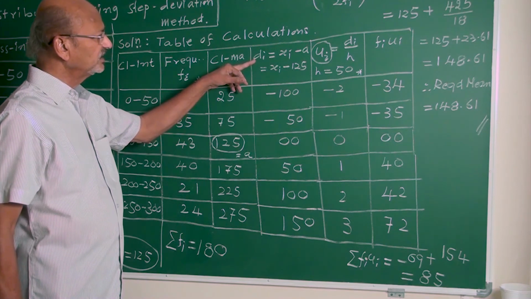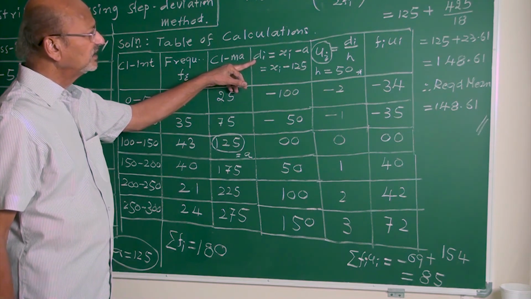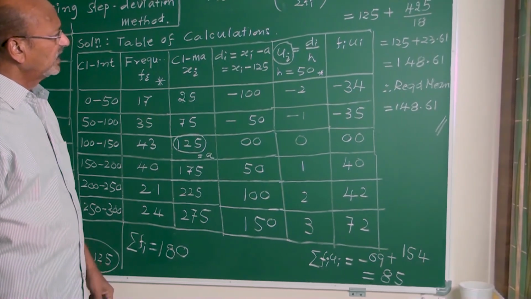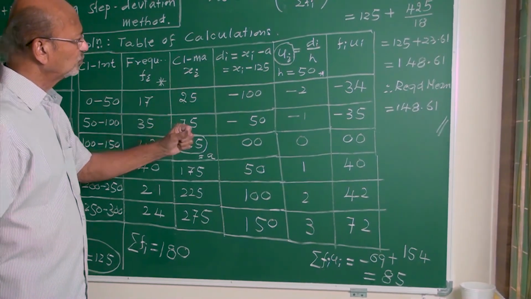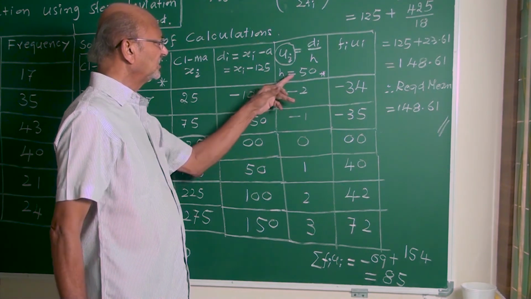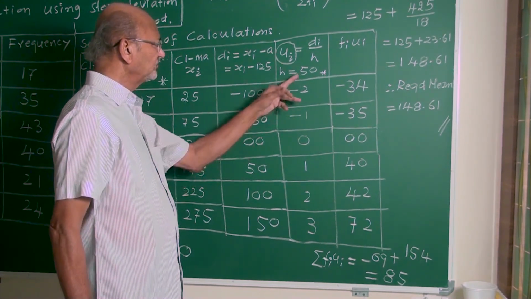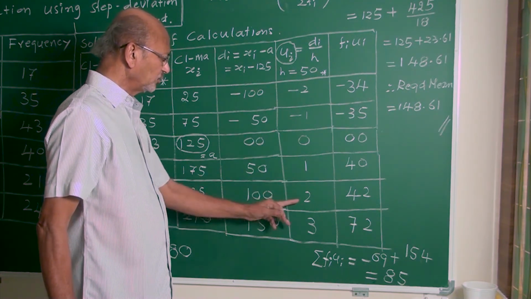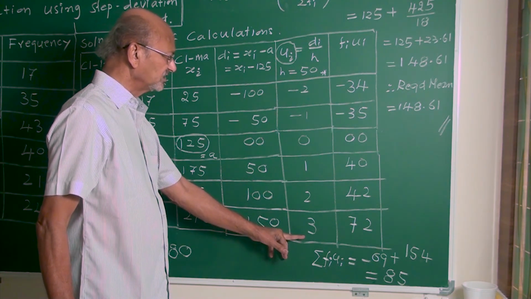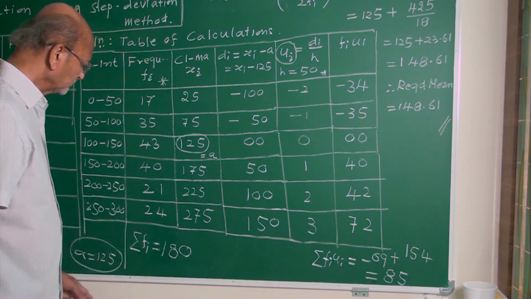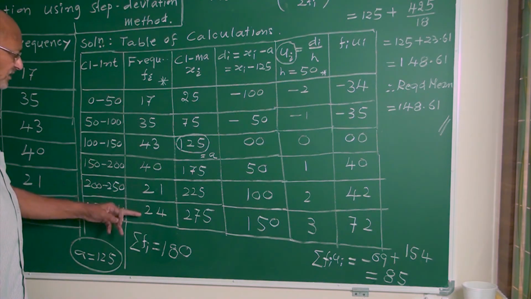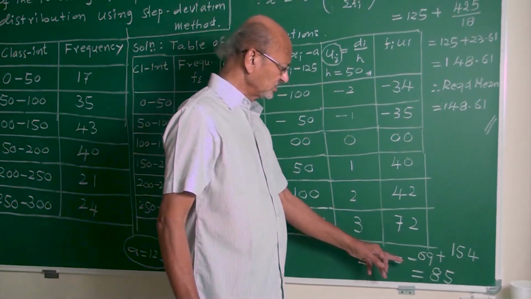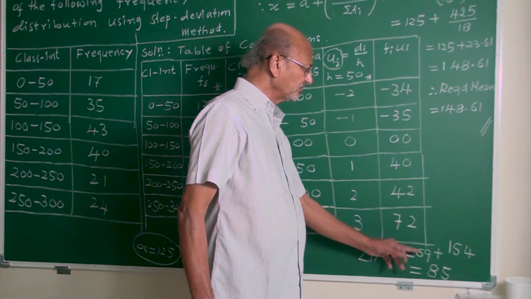This is the column containing Di. Then Ui, what is Ui? Di upon h. What is the value of h? 50. So it is minus 100 upon 50, minus 50 upon 50, 0 upon 50, 50 upon 50, 100 upon 50, 150 upon 50. Then you have to go for two columns. Sigma Fi, adding all these, get 180. Last column, addition, get 85, explained, my friends.